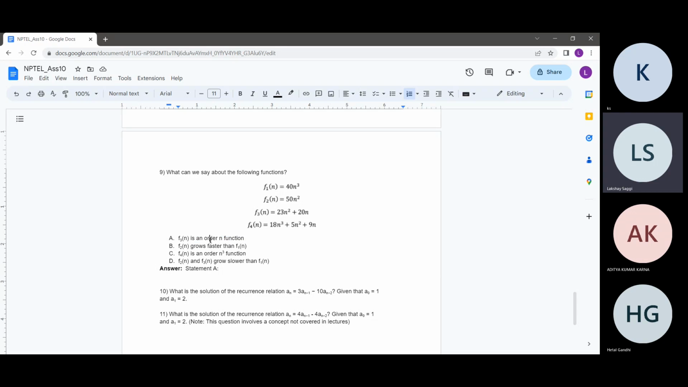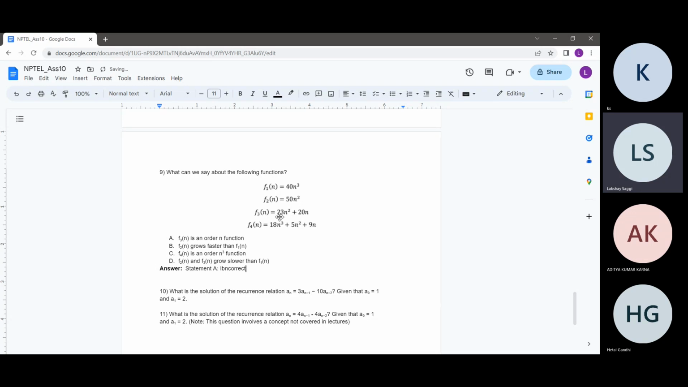So is this an order n function, guys? I hope you are capable of answering the question now. I have discussed limits, and I have discussed two or three questions related to this. So is the function 23n square plus 20n an order n function? Can you guys answer in chat? Aditya, Hital, or Face, any of you? Is this statement correct? Yeah, so we have written no. It is actually incorrect.